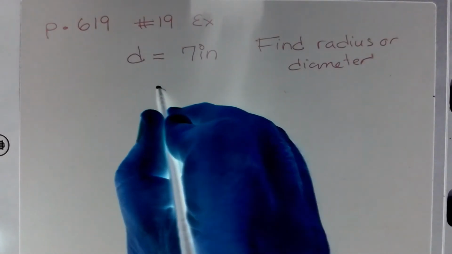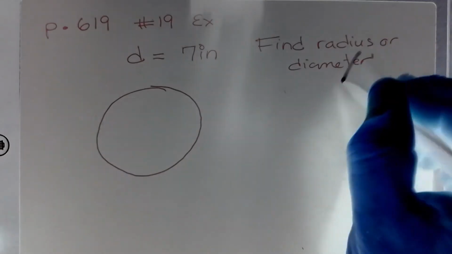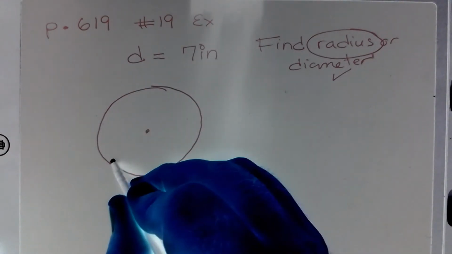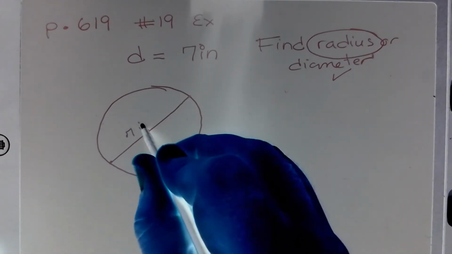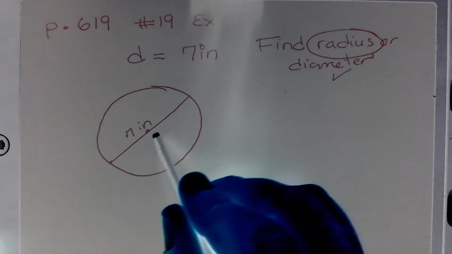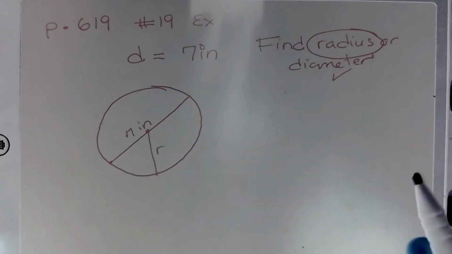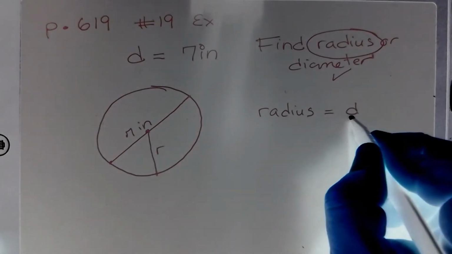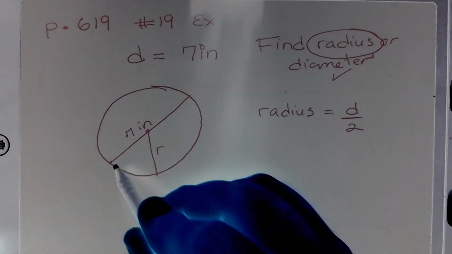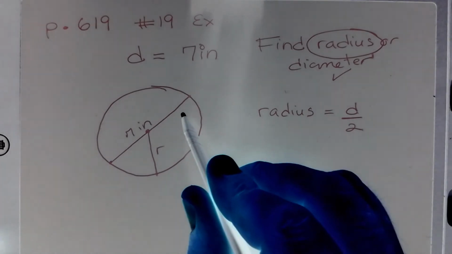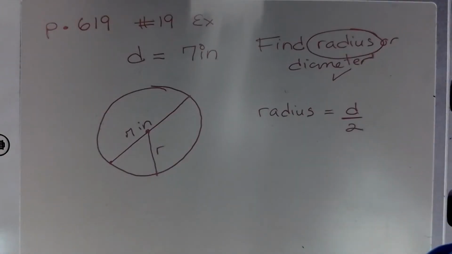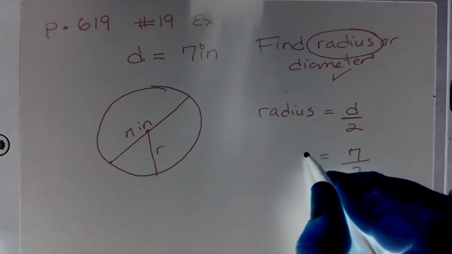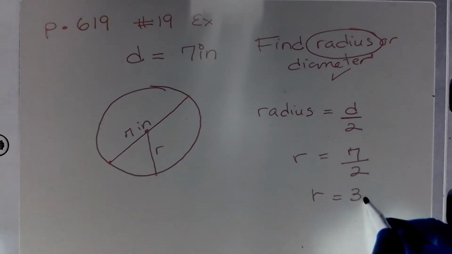In this case, if we think about the circle, we already have the diameter, so we have to find the radius. Remember, if this is the center of the circle, the diameter goes from one point to the other, so this is going to be 7 inches. The radius is always going to be what? Half of the diameter. If the diameter is 10, what's the radius going to be? If the diameter is 20? If the diameter is 7, what's the radius going to be? Very good. The radius is equal to 3.5.